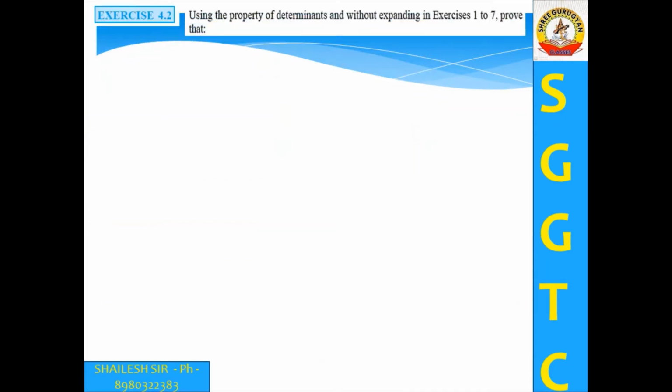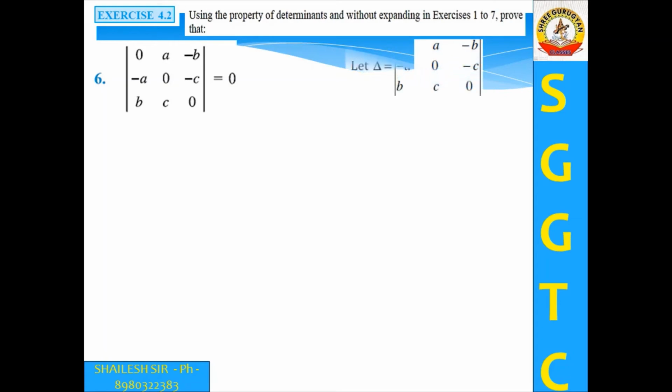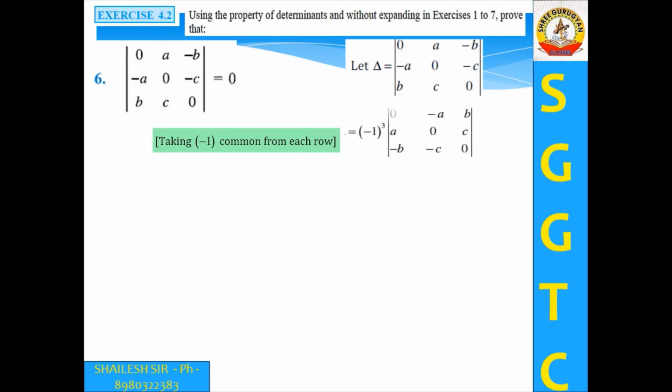Now continue 4.2. Question number 6. Without expanding, prove that the answer is 0. Look at it students, here already 3 zeros are given. Whenever 3 zeros are already given, you operate two things here. One, interchange row to column, and take minus common row wise or column wise. Then you can prove the answer is 0.